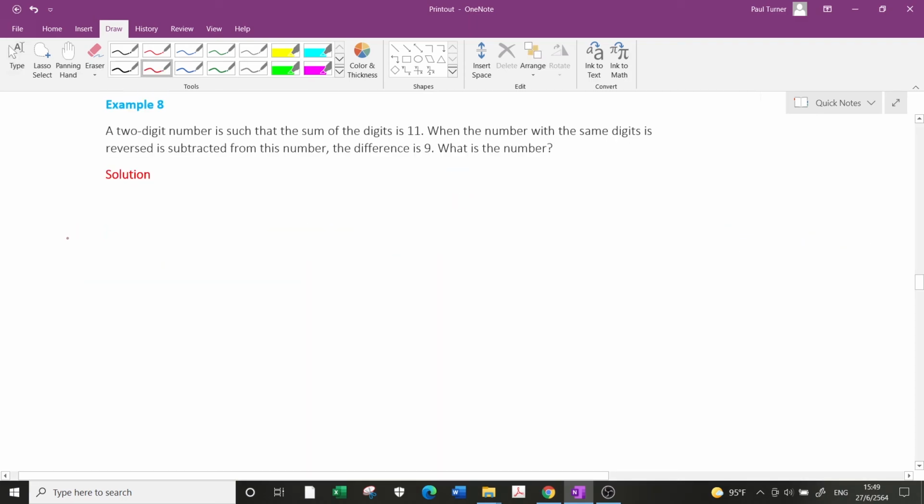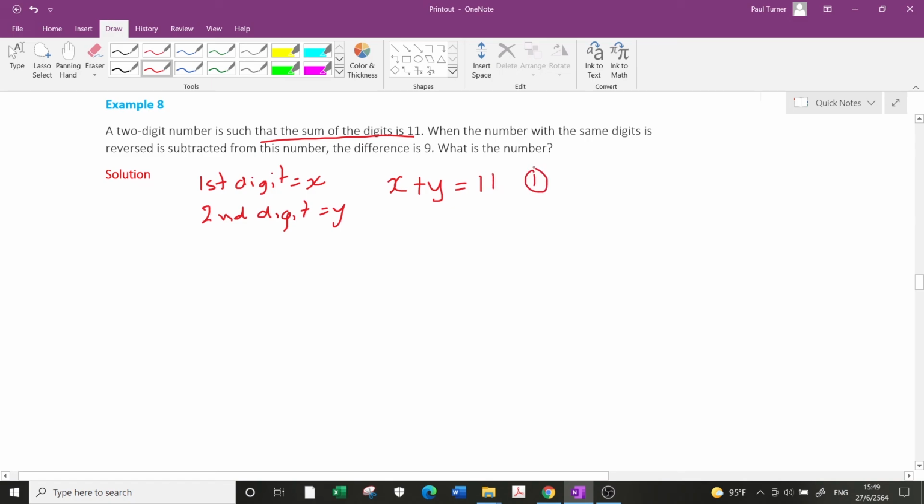This is example 8, our last example. We have a 2-digit number such that the sum of the digits is 11. When the number with the same digits is reversed, is subtracted from this number, the difference will be 9. What is the number? So we can have the first digit equal x, the second digit equals y. So the first sentence is that x plus y equals 11.